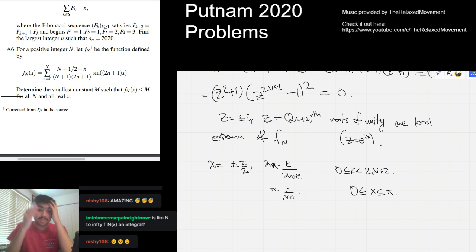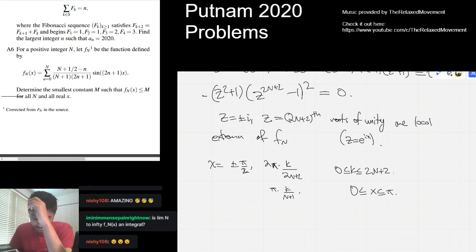I'm legitimately baffled. I'm so confused. Anybody have any ideas? I'm convinced the global maximum is pi over 2. There's no way it's not pi over 2. But how do you show that?